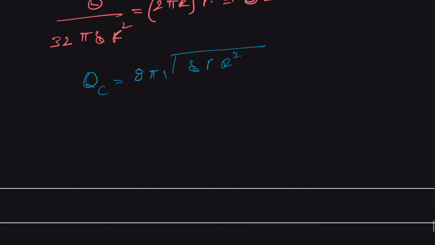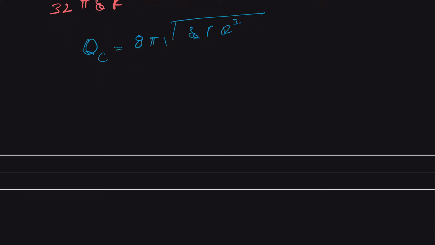And in general we can interpret from here that our critical charge is proportional to r to the power 3 by 2. It basically means that the larger the bubble, the more charge it is going to hold, or we can say that higher surface tension stabilizes the bubble.